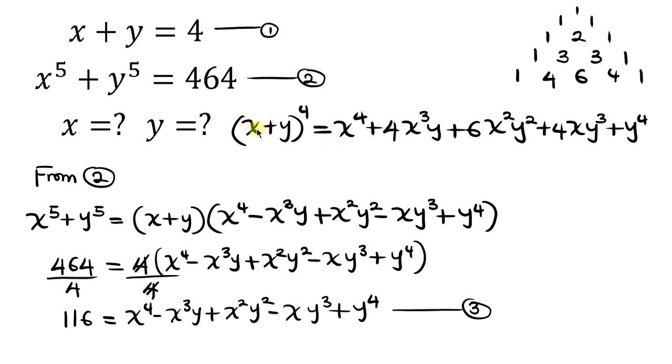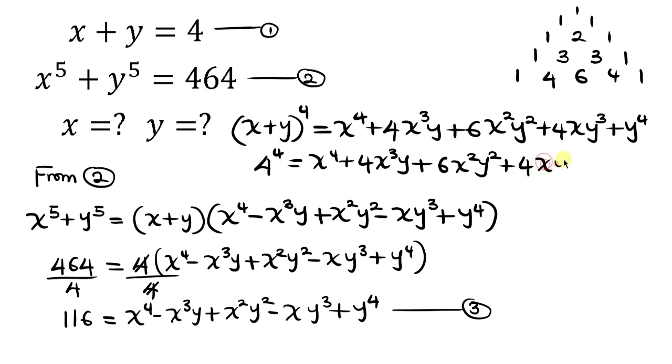I've already got x plus y from the question, and that is equation 1. X plus y is equal to 4. So I'm going to be substituting it here. So this is 4. 4 to the 4 is equal to x to the 4 plus 4x cubed y plus 6x squared y squared plus 4x y cubed, then plus y to the 4th. Let's continue simplifying on the next slide.